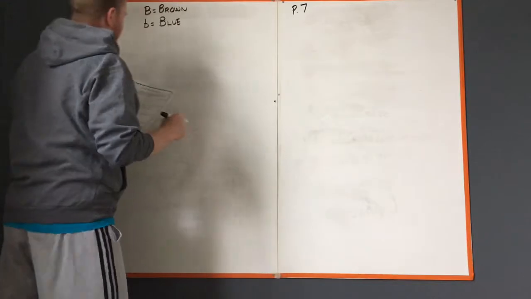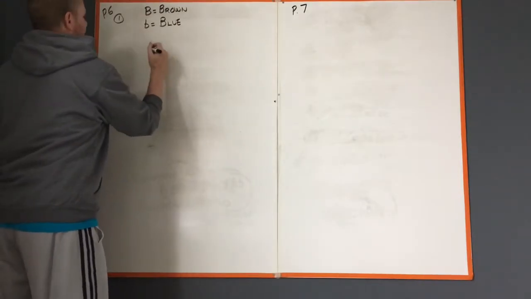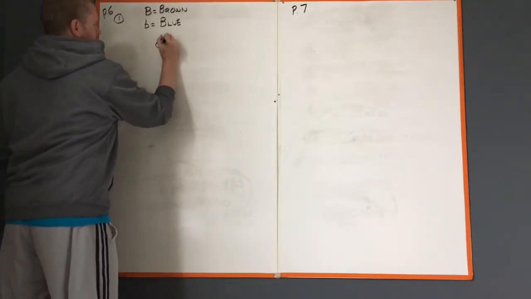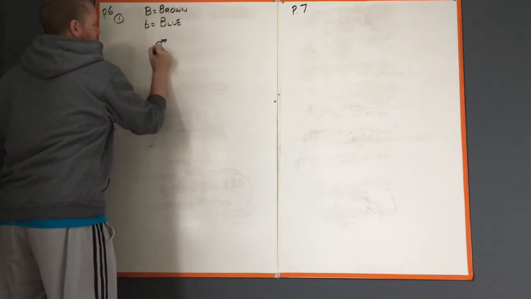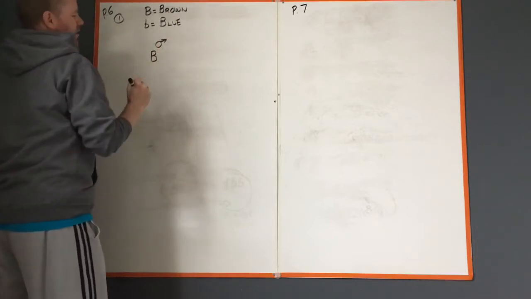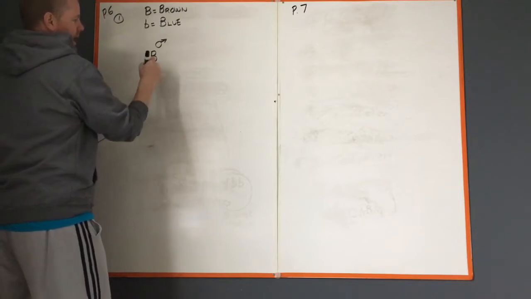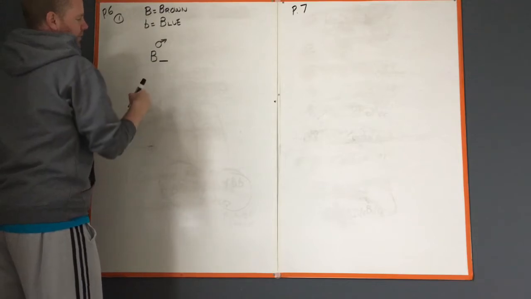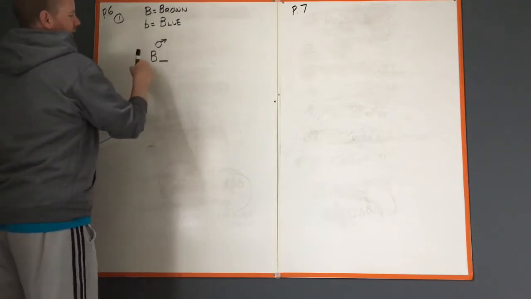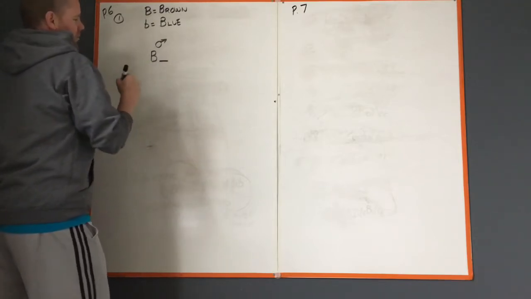So it says we have a brown-eyed man marrying a blue-eyed woman. So the man, okay, we'll start with him. He has brown eyes. So we know for a fact in this example that he's capital B, right? Because he's brown. But he could be capital B, capital B, homozygous dominant. He could also be heterozygous, capital B, lowercase b.